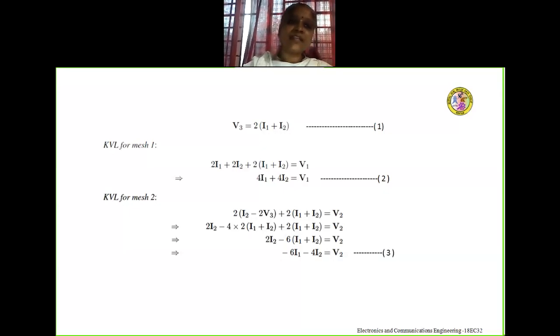By applying Kirchhoff's voltage law to mesh 1, 2I1 plus 2I2 plus 2 times (I1 plus I2) is equal to V1. By simplification, 4I1 plus 4I2 is equal to V1. Say equation number 2.